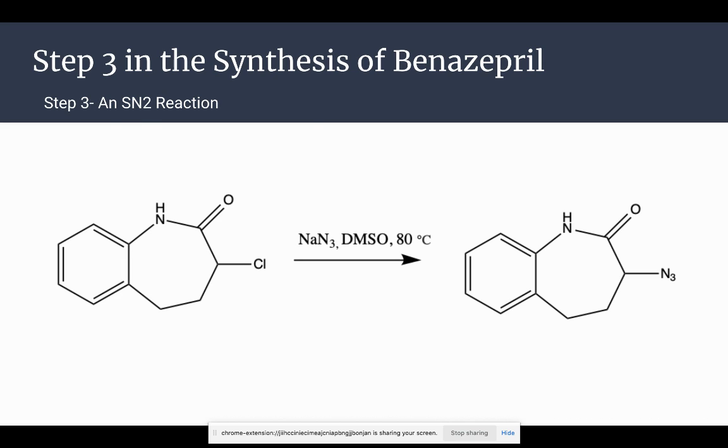So step 3 in the synthesis of benazepril is an SN2 reaction using a polar aprotic solvent such as DMSO. DMSO is used because it is polar enough to dissolve the salt form of the nucleophiles and also does not interact as strongly with anions to hinder their reactivity. The role of DMSO in this reaction is to solvate the sodium cation. The mechanism of how this works is that the chlorine is a good leaving group and the N3 is the nucleophile, which will attack the position previously taken up by the chlorine atom.